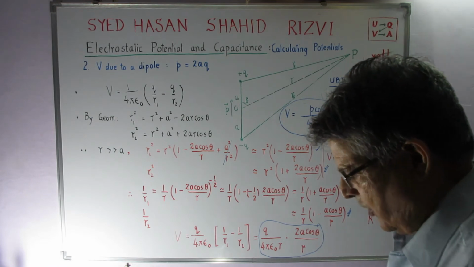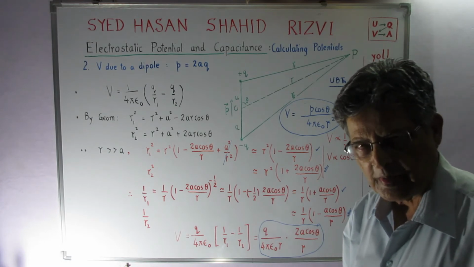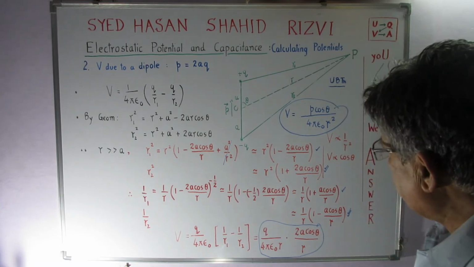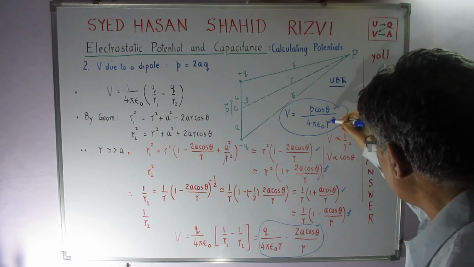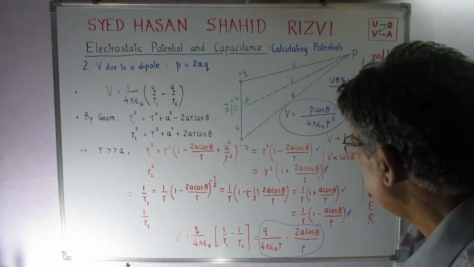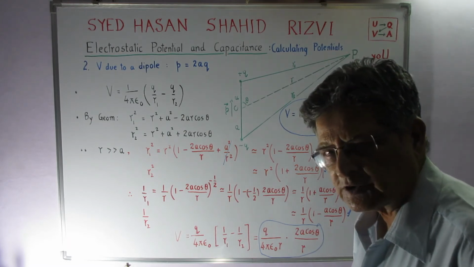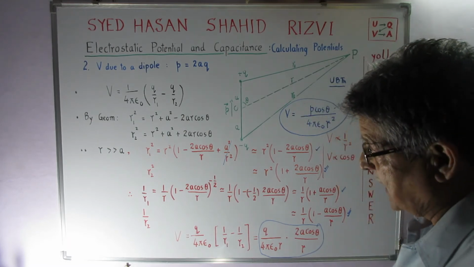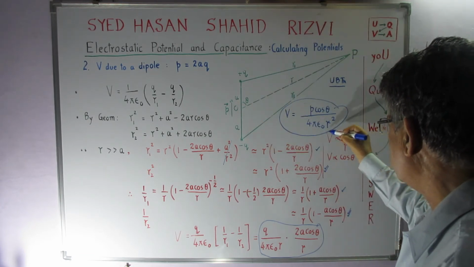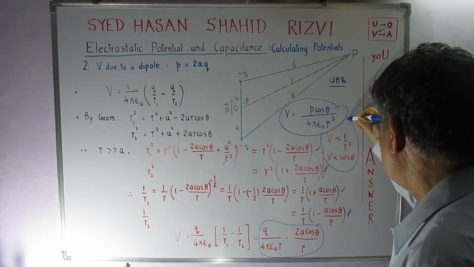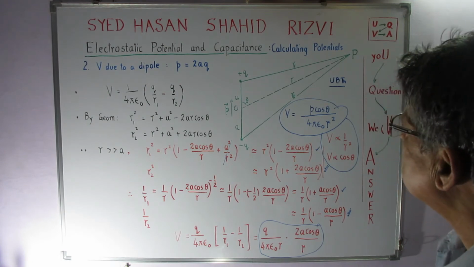Now look into this expression. The physics starts when the expression ends. What we find is that there are two factors. One is that V is proportional to 1 upon r square, and the other is that V is proportional to cos theta. So theta also plays a role, under the condition that r is far, far larger as compared to a, we have this expression. I will combine these two together: V is proportional to 1 upon r square, and V is proportional to cos theta.